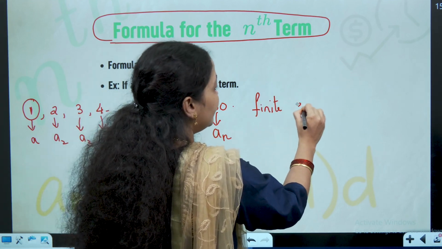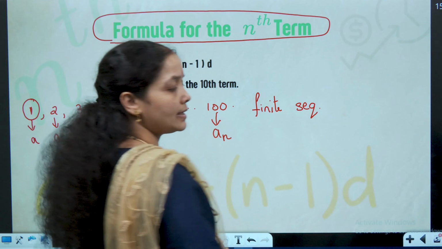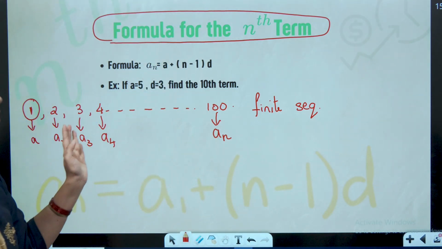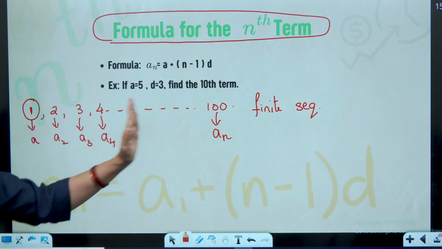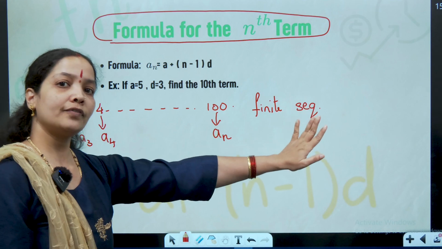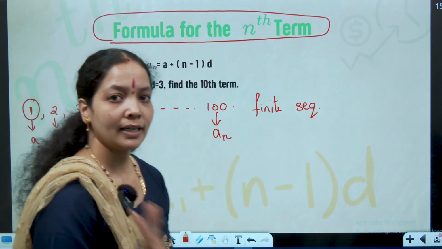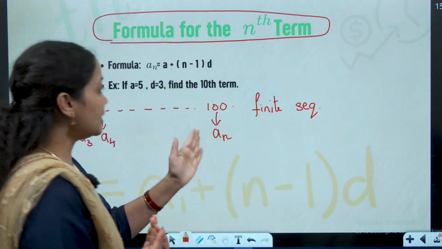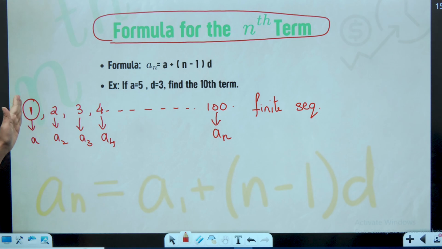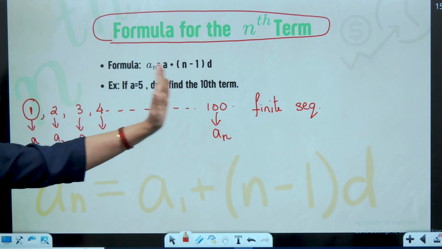Finite means limited, finite series or finite sequence. When the number of terms are limited in the given pattern, we call it a finite series. When the number of terms are not limited, we'll call it an infinite series. So from this pattern, I am able to make out first term, second term, third term and the last term.